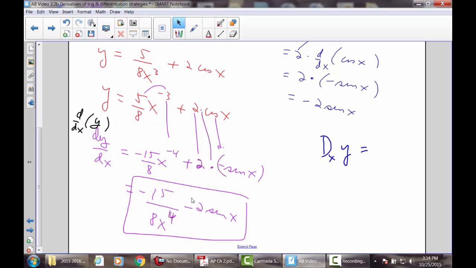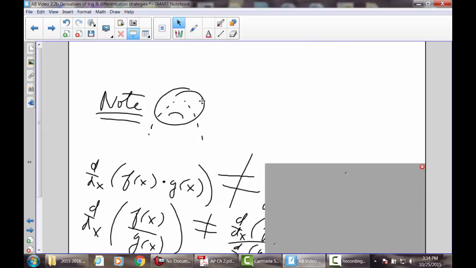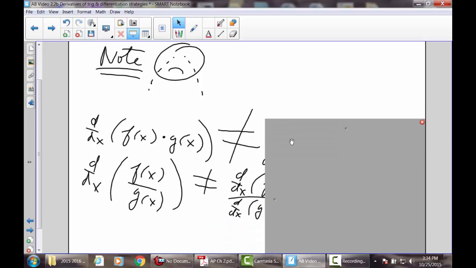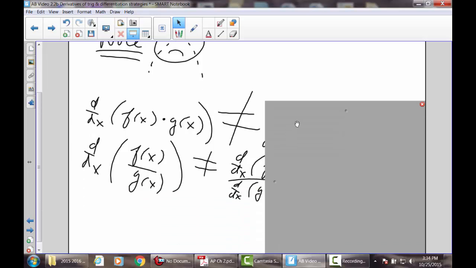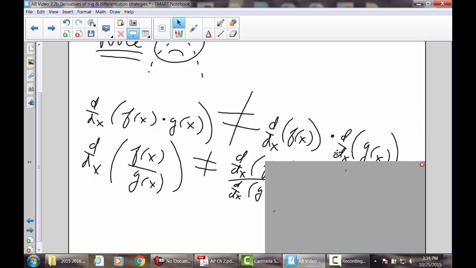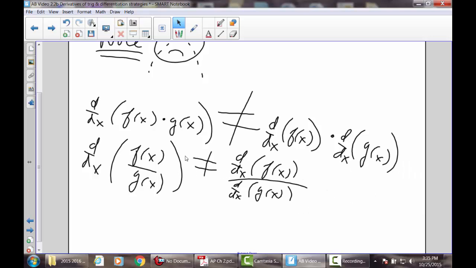And all I did here is multiply the positive by negative and put that on the bottom. Now, it would be nice, but that is not the case. The derivative of the product of two functions, unfortunately, is not the product of the derivatives. You can't just take the derivative of the first one times the derivative of the second one. Similarly, it would be nice, but it is not true. The derivative of a quotient does not equal the derivative of the numerator over the derivative of the denominator.